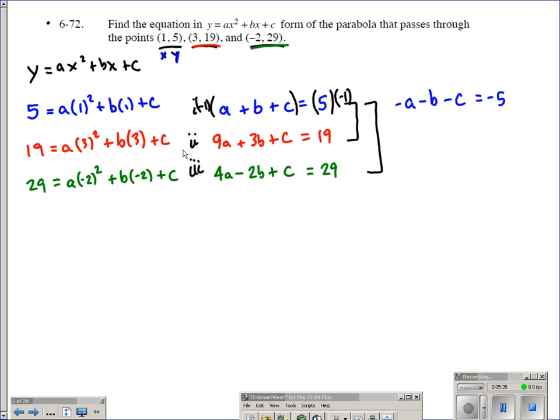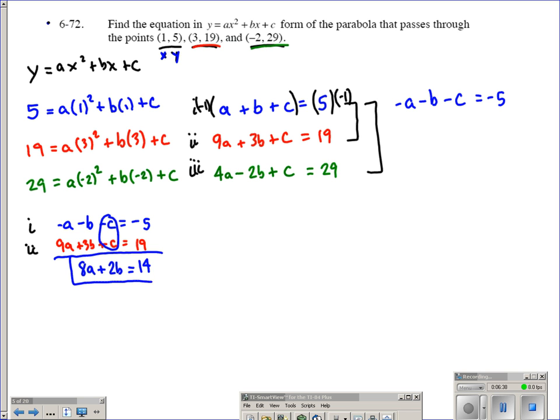So here we go. Let's do 1 and 2 first. I've got negative a minus b minus c equals negative 5, and equation 2, 9a plus 3b plus c equals 19. We're going to add these together. Our negative c and positive c eliminate each other, giving us 0. So 9a plus negative a is 8a. Negative b plus 3b gives positive 2b. And negative 5 plus 19 gives me 14. I'm going to box that equation so I don't lose it.